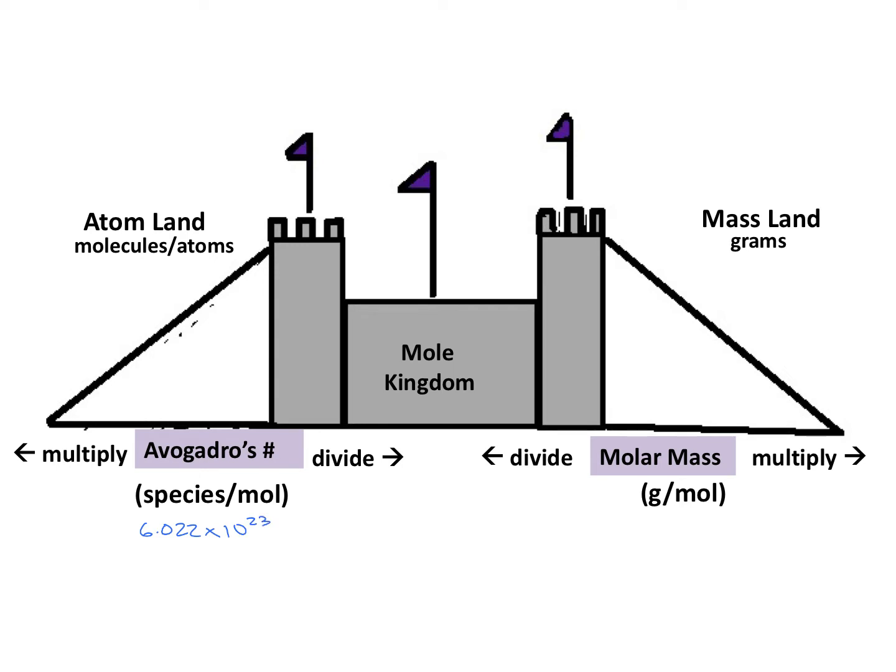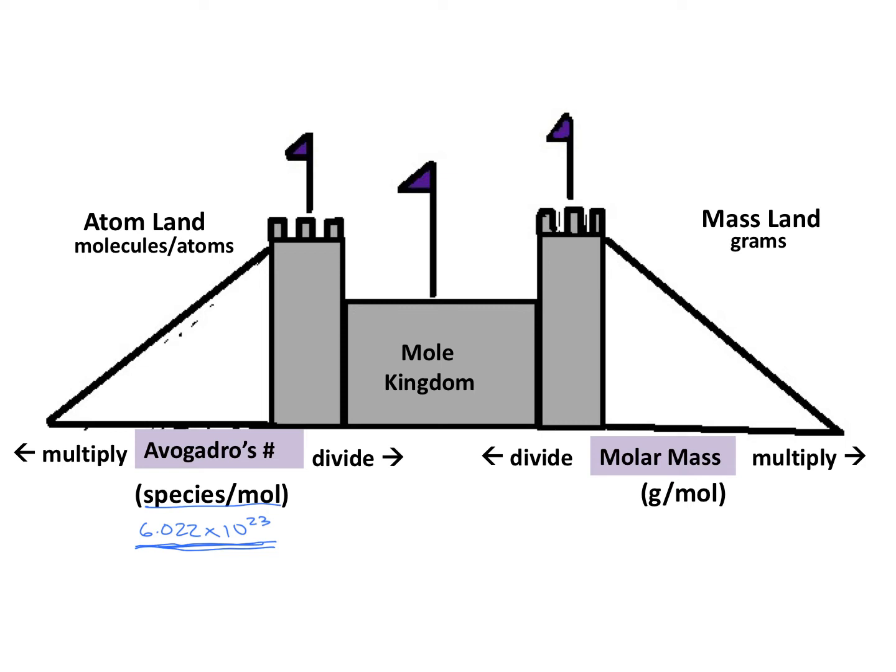And so this numerical value, anytime you have a mole of a substance, this is how many of that substance you're going to have. So that's why we have our units here written as species per mole, because it could be molecules per mole or atoms per mole or apples or oranges per mole. It doesn't really matter because there are 6.022 times 10 to the 23rd of any substance in a mole of that substance.